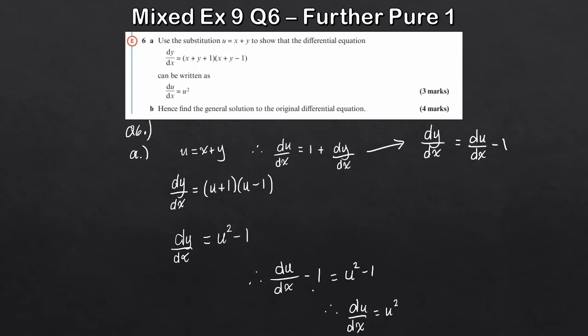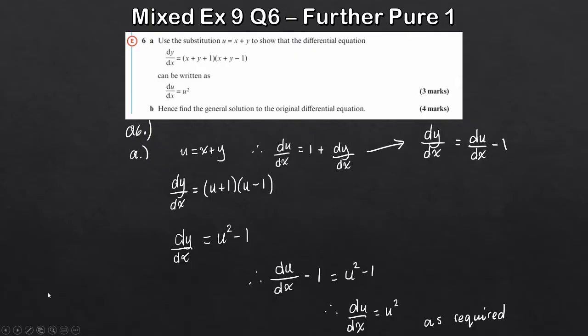So if you add 1 to both sides of this line of working here, we get this expression as required for part A. As you can see, 3 marks for this, not quite as much work as the last one. So that's quite nice. We don't want to do as much work. So there we go, that's part A done.